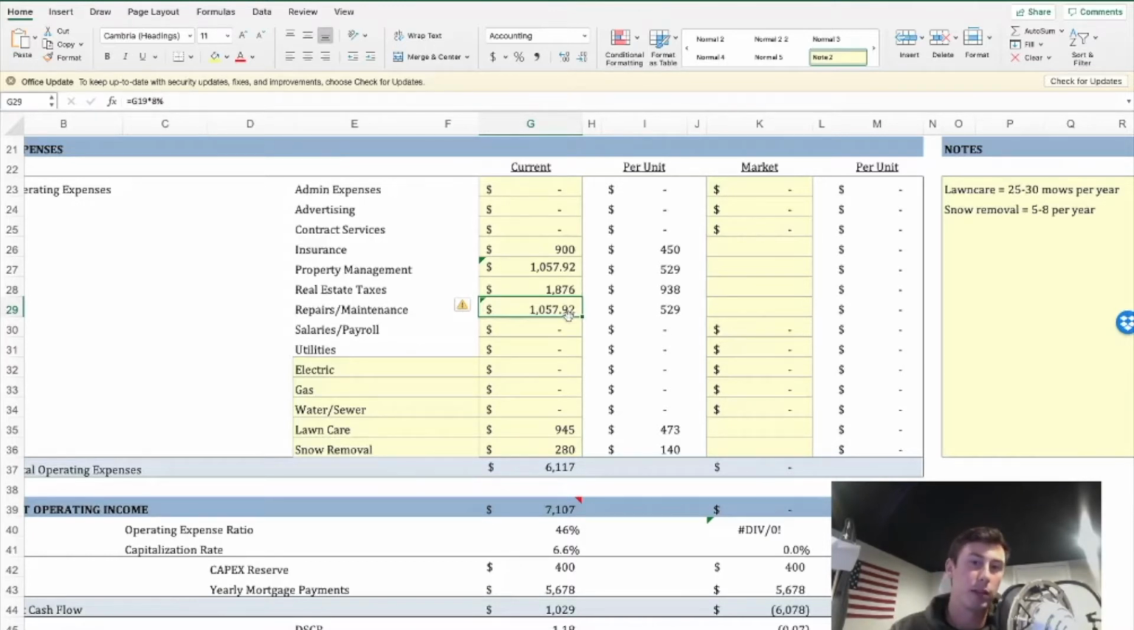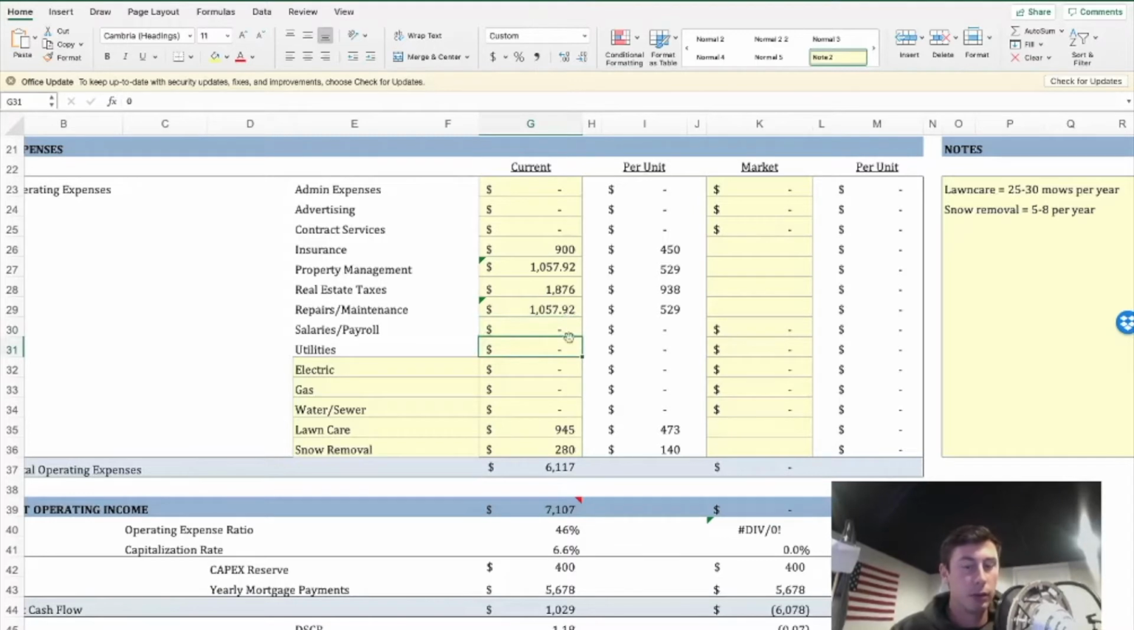Now, repairs and maintenance are things like leaky faucets, like a door's not closing. Maybe there's a hole in the drywall that you're patching. It's just little stuff that you're going to be repairing on an annual basis. So I'm putting 8%. Depending upon if the property was old and falling apart, I would probably do more like 10, 12%. If the property was brand new, I would do like 3%, 5% or something like that. Salaries and payroll, we don't have that.